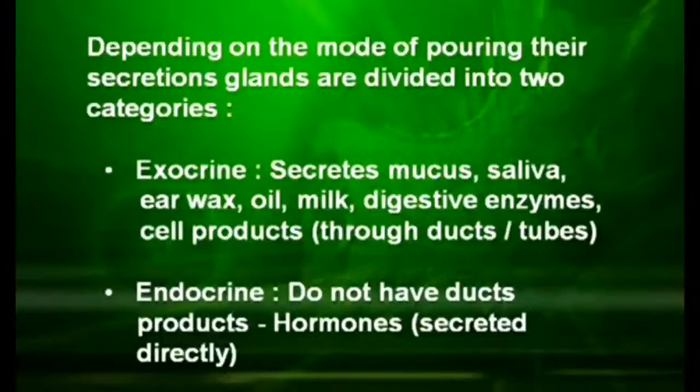The exocrine glands secrete mucus, saliva, earwax through the ducts. So they are called the exocrine glands. The endocrine glands do not have ducts, and their products are called hormones. These are directly secreted. These tissues have three types of cell junctions.